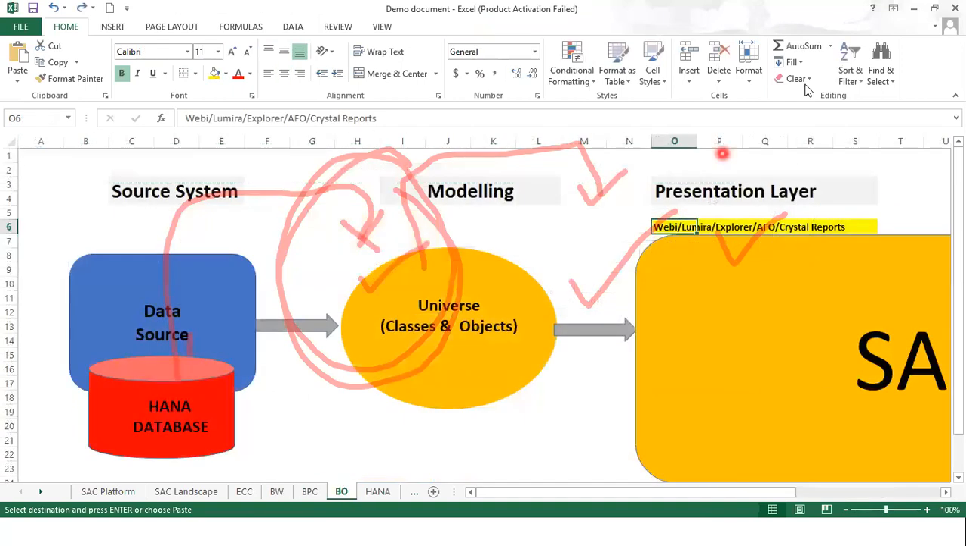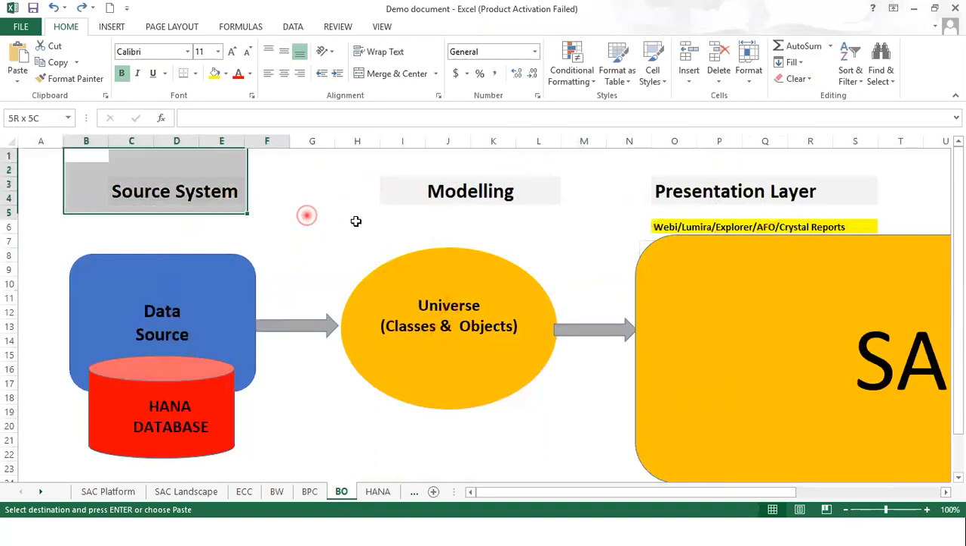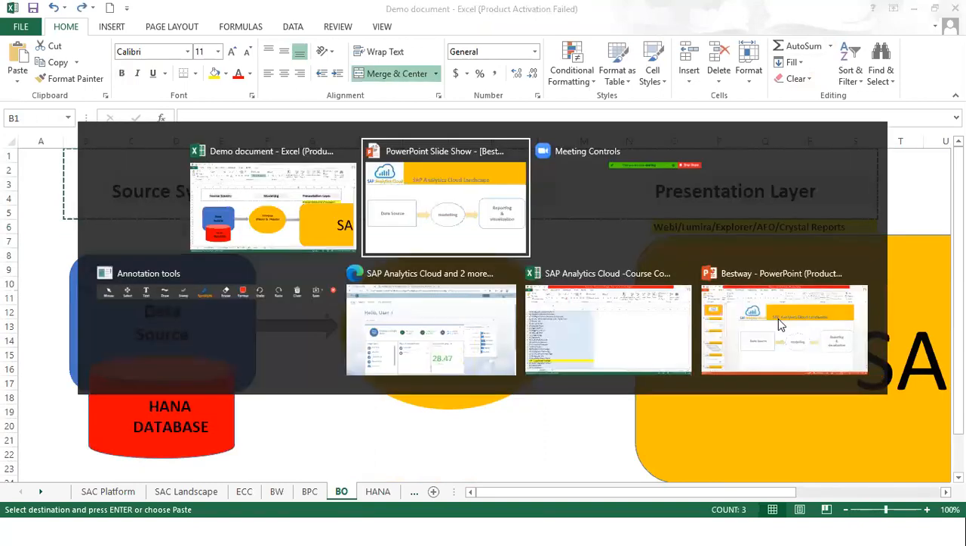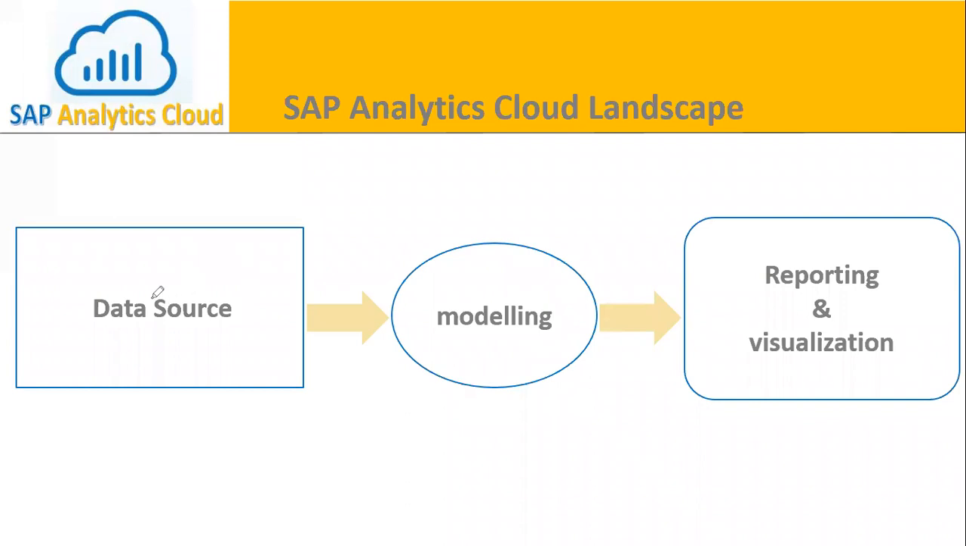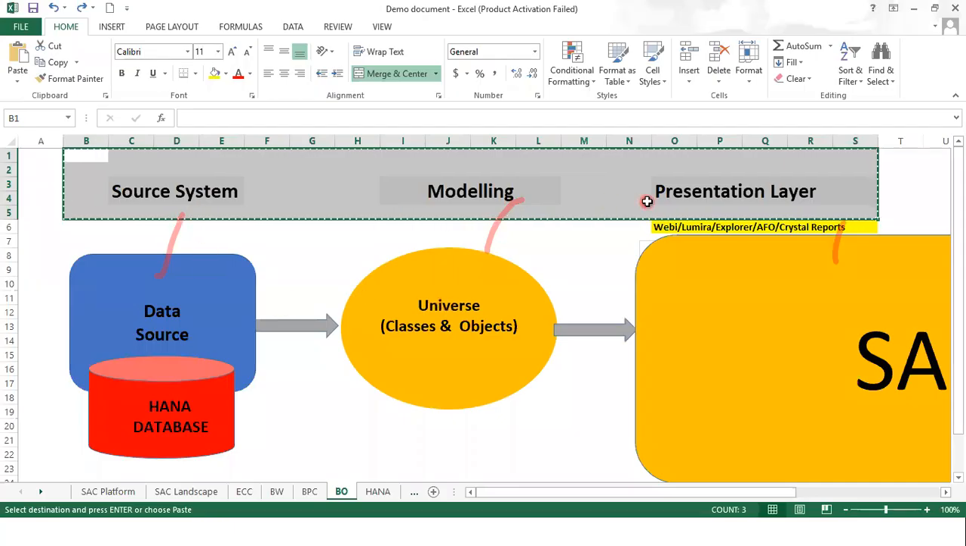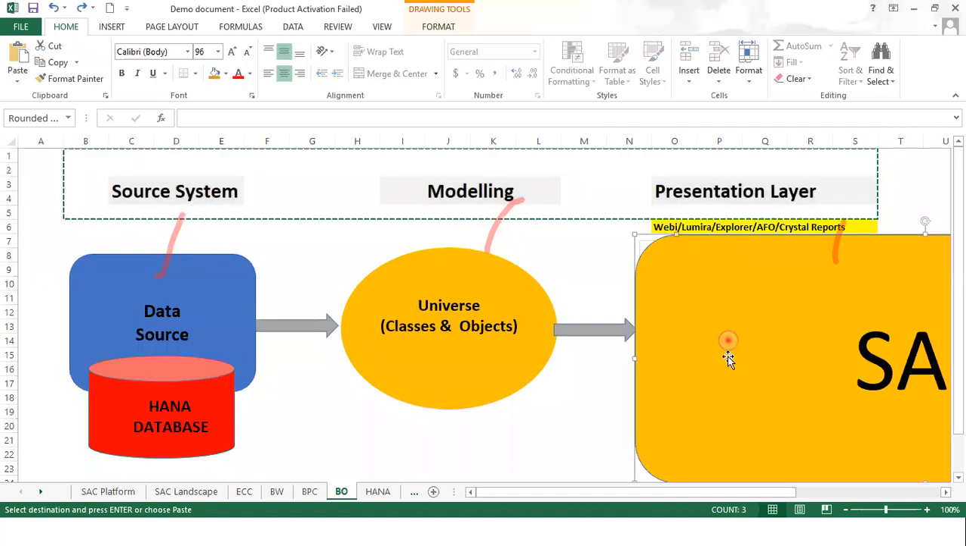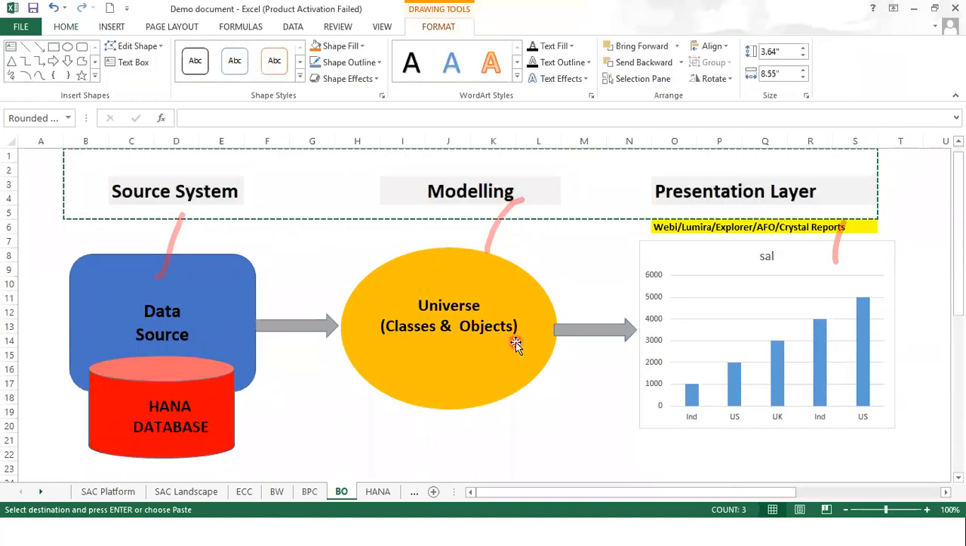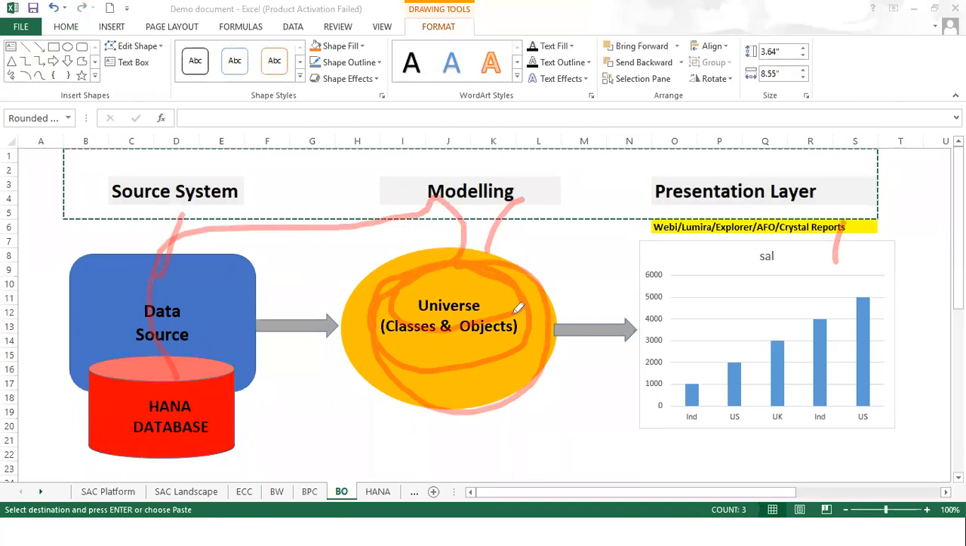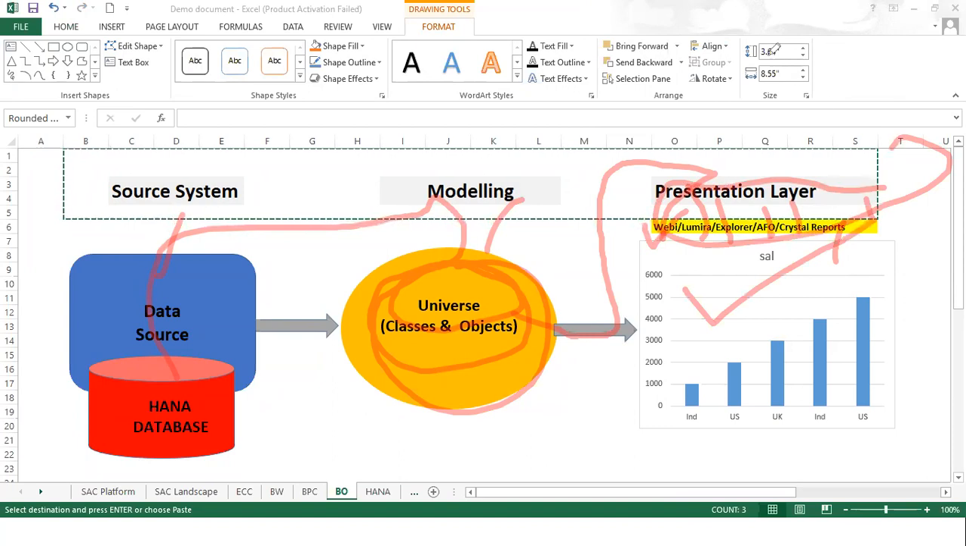So what happens in Business Objects? How does the landscape of Business Objects look? It is also similar to our SAC: source system, modeling and presentation. What exactly do we do as part of the source system? We access data from any source. As part of modeling, we generate universes here. It's nothing but a collection of classes and objects. Once this data is available, for presentation we use WebI, Xcelsius, Explorer, AFO, all the BO suite tools.